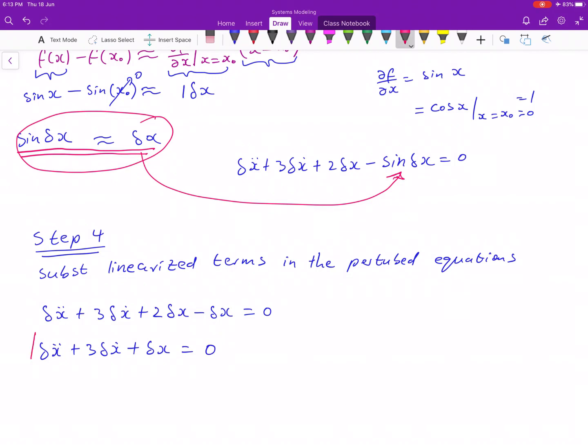So this is our final answer. And as you can see, it does not contain any nonlinear terms.